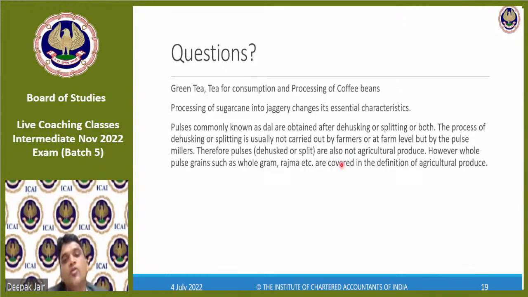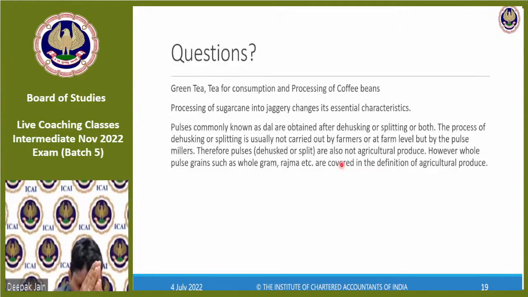Pulses, which is commonly known as dal, are obtained after de-husking and splitting or both. मतलब जो दाल निकलती है, pulses जो निकलती है, वो क्या होती है? वो husk को निकाल के करते हैं. The process of de-husking or splitting is usually not carried out by the farmers at the farm level. Farm level activities, you've seen that it is exempted, but off-farm activities वो किधर होती है? Machinery होती है, mill में होती है. Therefore, pulses which is dehusked or split are also not agricultural produce.